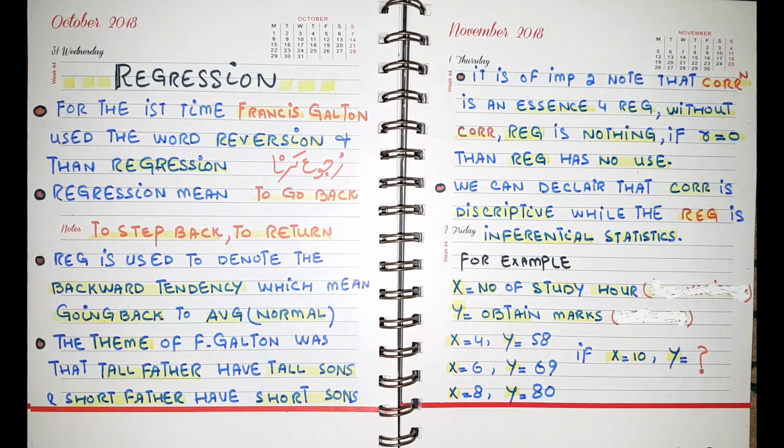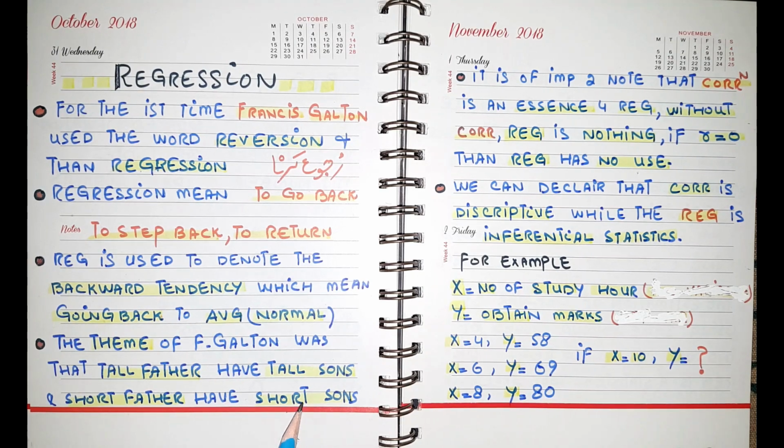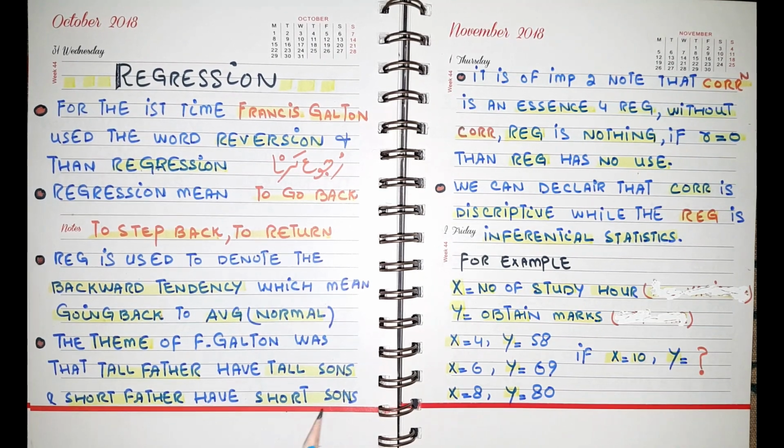Let's have a bird's eye view at the dictionary meaning of regression. The dictionary meaning of regression is to go back, to step back or to return. Actually, regression is used to denote the backward tendency, the backward behavior, which means going back, stepping back to average, stepping back to normality, going back to reality. The idea behind the philosophy of Sir Francis Galton was that tall fathers have tall sons and short fathers have short sons on the average. This was the idea behind the regression given by Francis Galton.